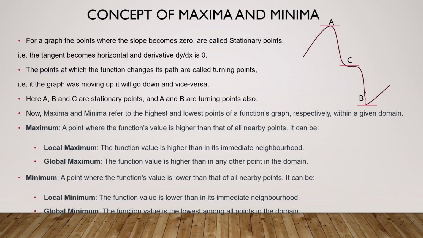Local means in a given neighborhood it is having the highest value, and global means in the whole interval it is having the highest value. Similarly, minimum: a point where the function's value is lower than all the nearby points is called the local minimum if the function value is lower than its immediate neighborhood, and it is called the global minimum if the function value is lowest among all the points in the domain. So for maximum and minimum you have two concepts, local and global.